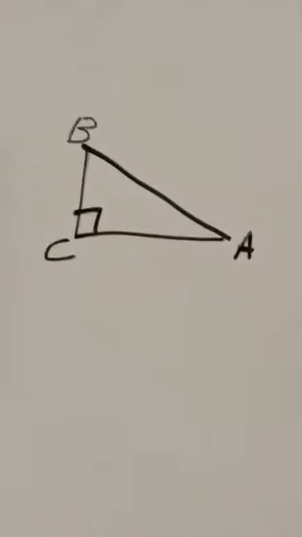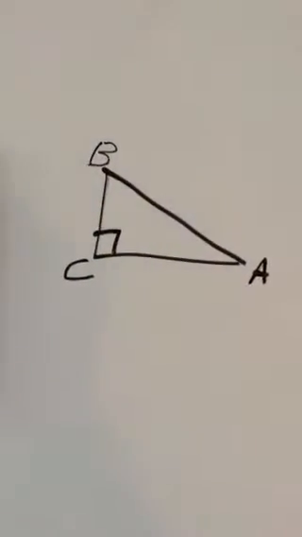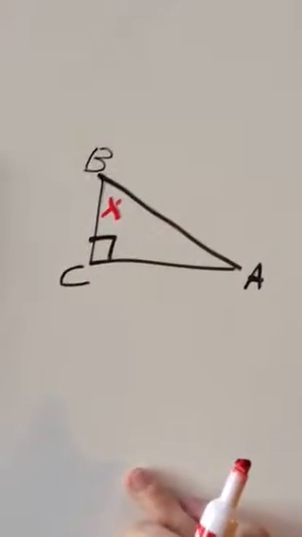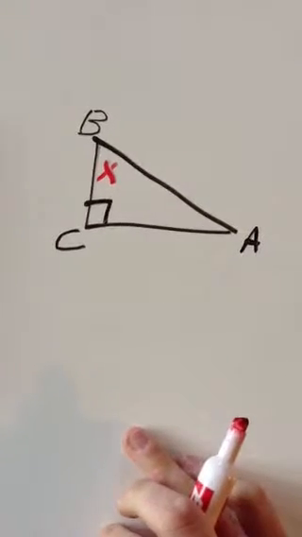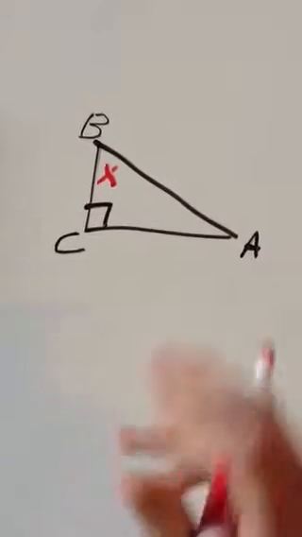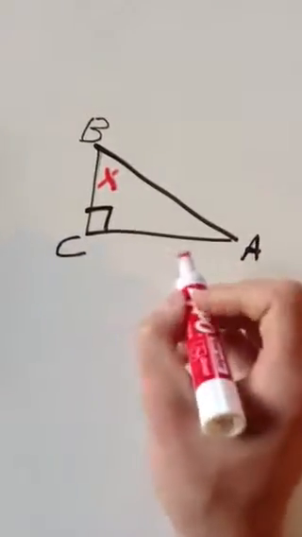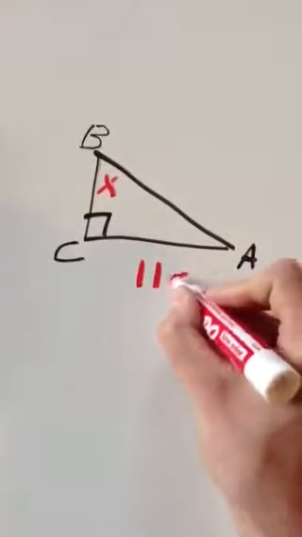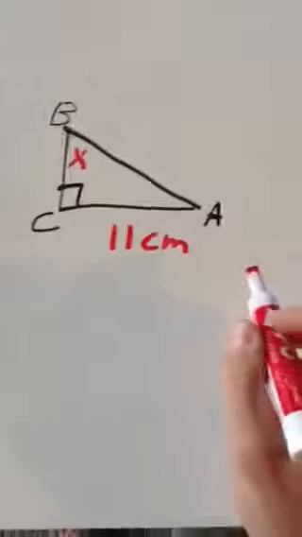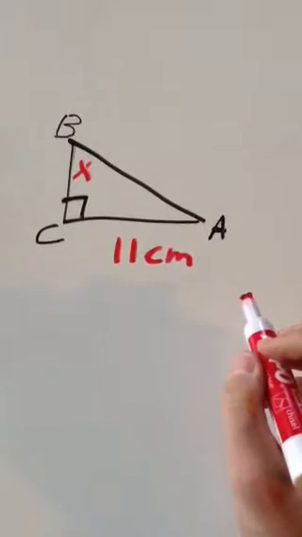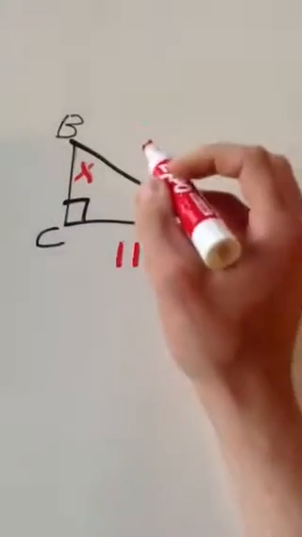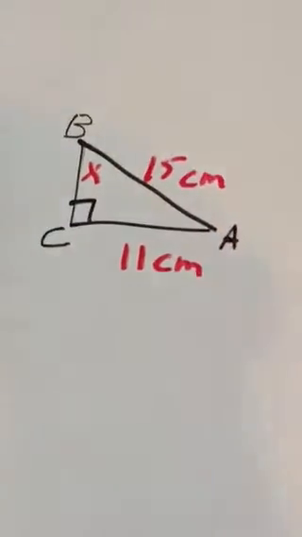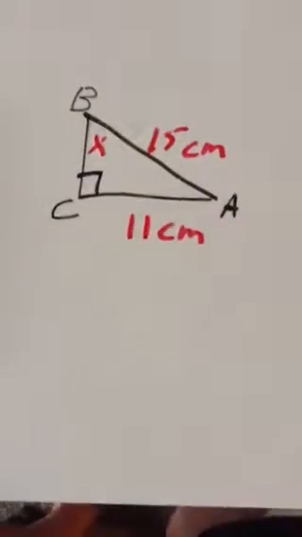In this one, what do we want? We want to find angle B. Believe me, you want to find it. So I'm going to call it X. That's the angle I need to find. And then I'll tell you side CA, I'll say that's like 11 centimeters. I don't know, could be. Let's say that BA, that's the hypotenuse, right? So I'm going to call that like 15 centimeters.